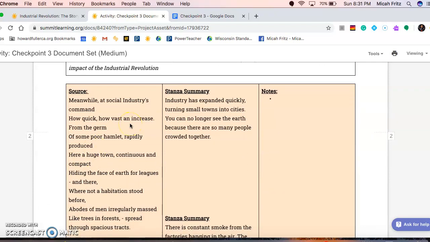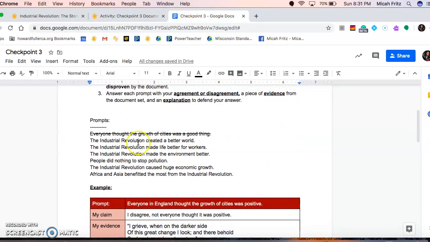And again, after I read this document, what I want to be looking for is to see if we can answer one of these prompts, one of these points here, with information from the document, just like if you were in a Socratic seminar, you'd be able to answer a question.